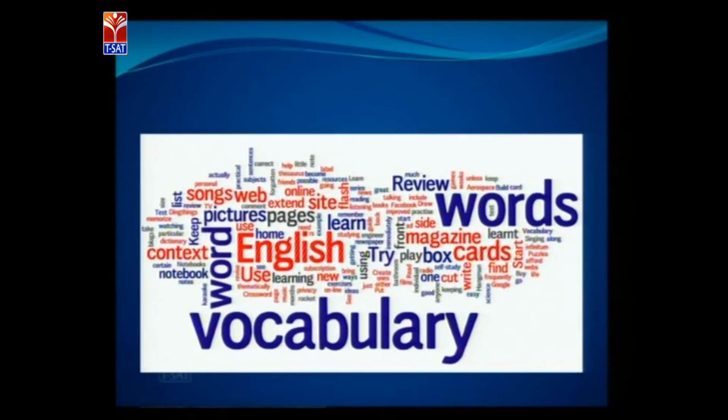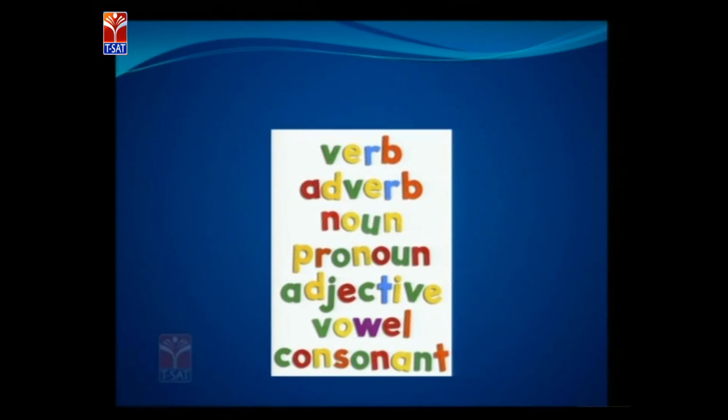Look at one more picture. Once again, the words are there in our brains: vocabulary, a web full of words, magazine cards. So many words, a clutter of words are there. Look at this. As soon as you see this list of words, you remember the grammar, the parts of speech. Yes, of course you are right: the verb, adverb, noun, pronoun, adjective, vowels and consonants. Of course, these two are from the phonetics area. All these words come across our subject English.